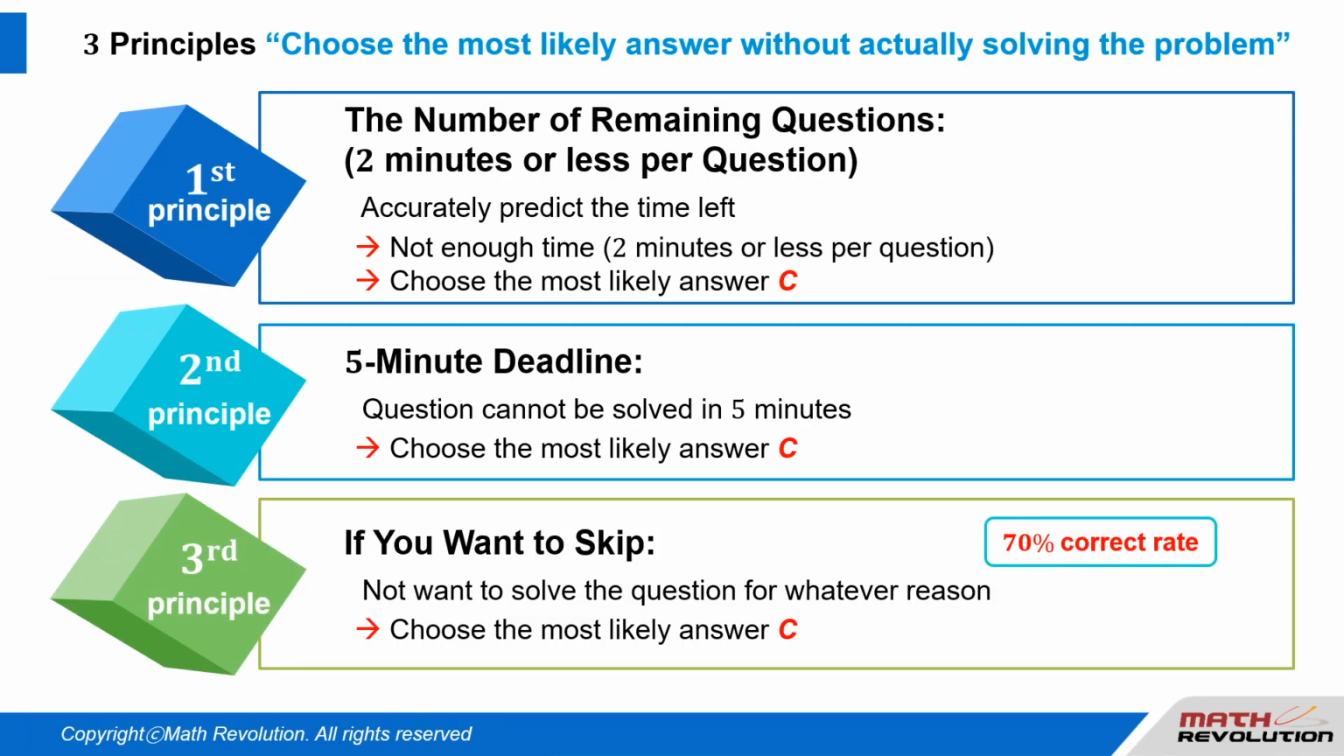3 principles. If you find yourself in any of the following principles, it is best to choose the answer C immediately, as it is about 70% likely that the answer would be C. Always remember these 3 principles. The principles and the variable approach are inseparable.